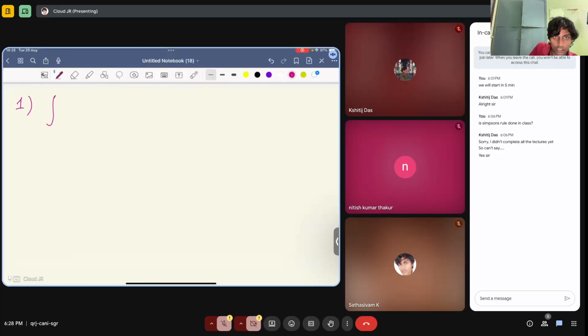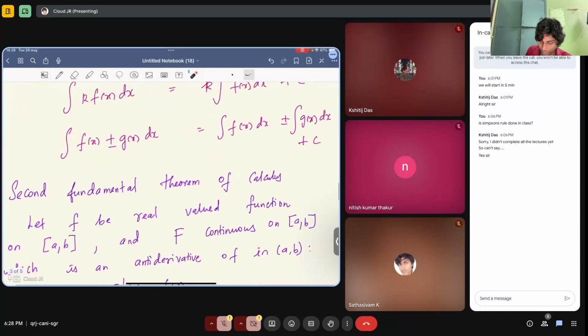You have the integral of 3x to the power 7 dx. So how do you integrate this? This is the first problem. If you want to integrate, you apply the first formula, you apply this theorem here.